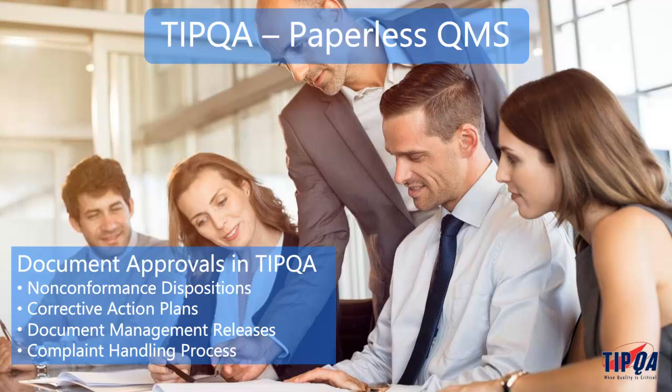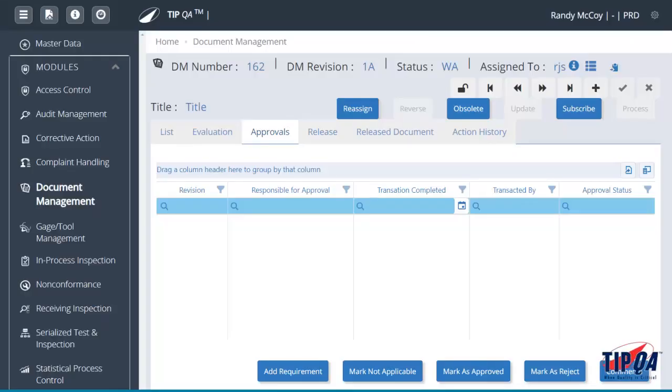What happens when approvals are unnecessary? What happens when a document is rejected? And how it is modified based on feedback so approval can be given. The Approval tab is where these documents are either approved or rejected by those assigned to review them. This screen is from the Document Management module.